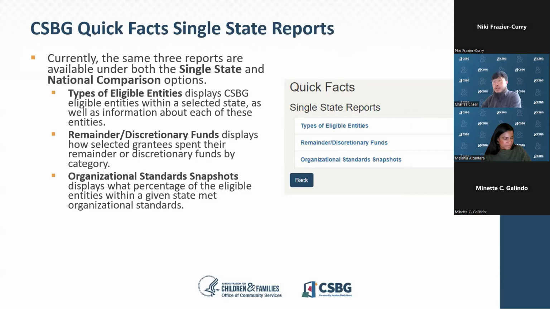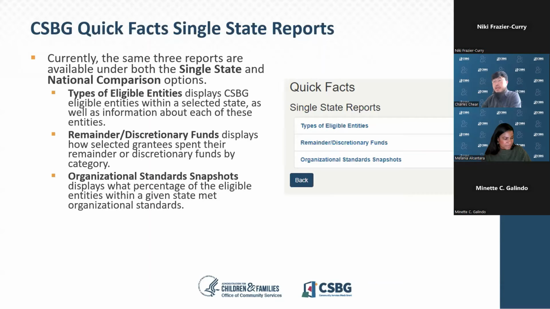Within both the single state and national comparison categories, there are currently three pre-configured reports: types of eligible entities, remainder or discretionary funds, and organizational standard snapshots. Types of eligible entities show eligible entities in a selected state, as well as information about the eligible entities. Remainder or discretionary funds show details on how a selected grant recipient spent these funds. Organizational standards show the percentage of eligible entities within a selected state who've met organizational standards.